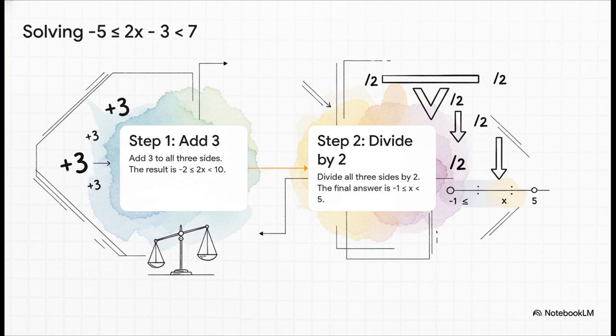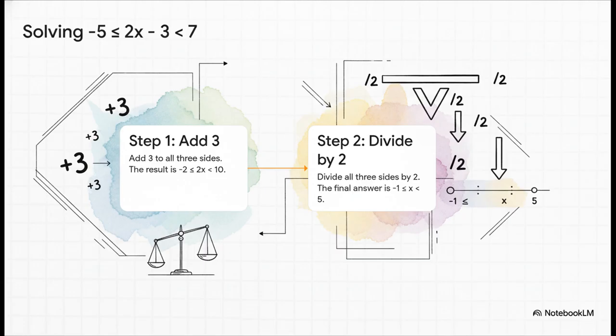First things first, let's get rid of that minus 3 by adding 3 to all 3 parts. So on the left, -5 plus 3 is -2. In the middle, the 3's are gone. On the right, 7 plus 3 is 10. Awesome. Now we have -2 is less than or equal to 2x, which is less than 10.